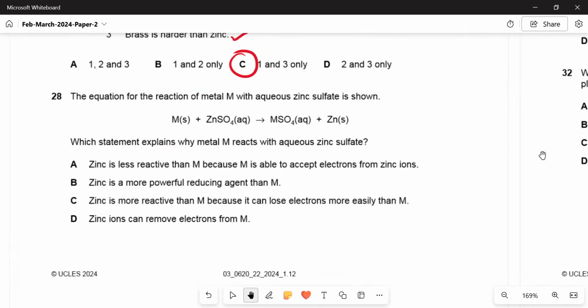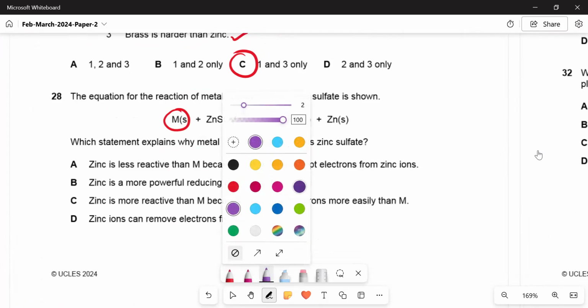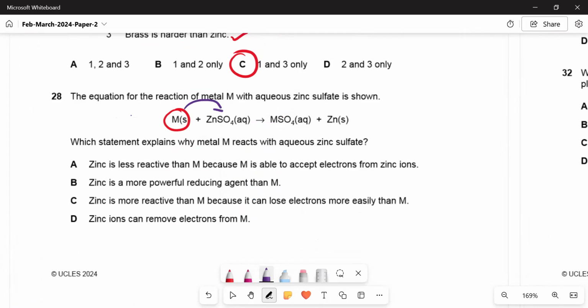Next, we have question number 28. The equation for the reaction of metal M with aqueous zinc sulfate is shown. Which statement explains why metal M reacts with aqueous zinc sulfate? Metal M is reacting with zinc sulfate. So as you can see here, metal M is displacing zinc. Displacing a metal means that the metal which is displacing the other metal has more reactivity, and it can oxidize more easily, or it can form the positive ions more easily.